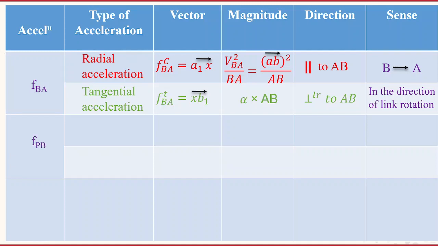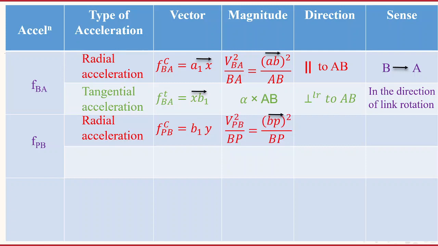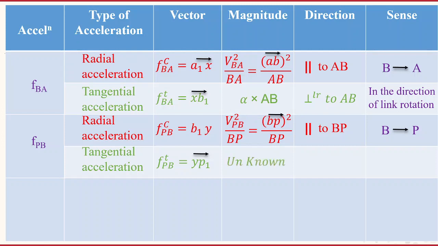Next, the acceleration of the point P with respect to B. It also has two components, radial acceleration and tangential acceleration. The radial acceleration is represented by B1y, and the magnitude is V square PB by BP. Take the vector bp from the velocity diagram and find its magnitude. The direction is parallel to BP, and the sense is towards the center of rotation, from P to B. This gives the complete information of the radial component. Then the tangential acceleration of P with respect to B is represented by the vector yP1. The magnitude is unknown. Because it is a tangential acceleration, the direction is perpendicular to the link BP, and the sense is also unknown.